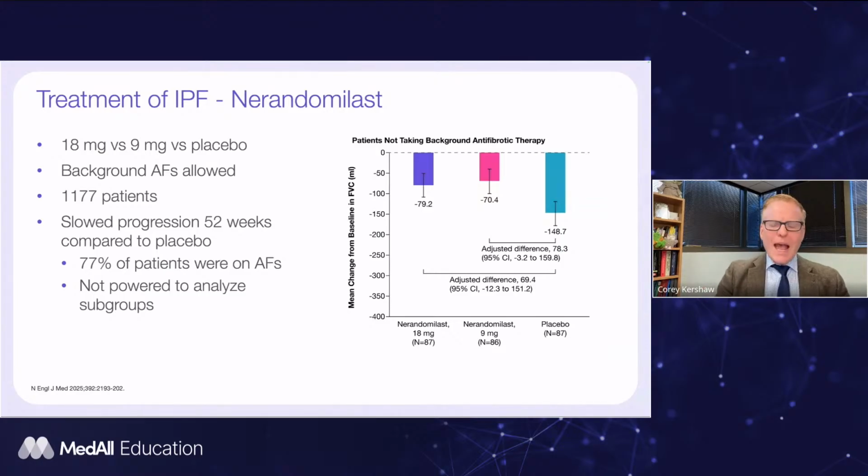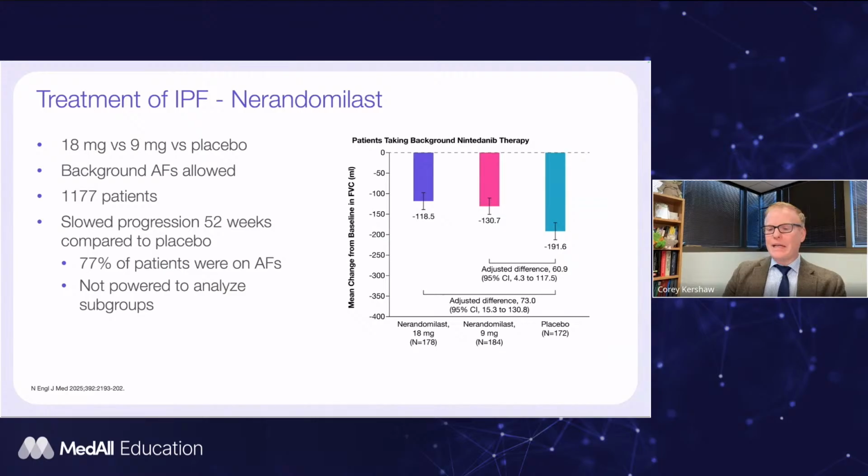But I think it's worth at least looking at some of the subgroups because they were published. These are patients that were taking nothing. You'll see the nerandomilast 18 milligram group and 9 milligram group, these are patients on nothing else, versus placebo, no background antifibrotics at all. The progression was quite slow, 80 cc's and 70 cc's in 52 weeks. That is a tremendous improvement in patients who weren't taking anything versus placebo, 150 cc's in a year.